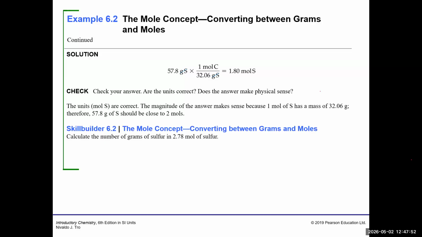Let's see if you can do this now. Everybody get to work and let's see. Calculate the number of grams of sulfur in 2.78 moles of sulfur. Everybody get to work and let's see how you get that answer correct.